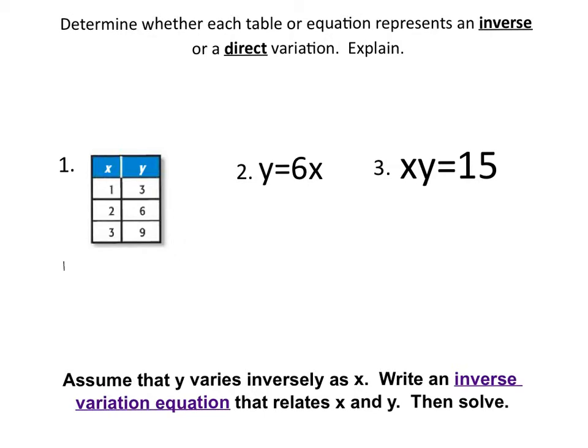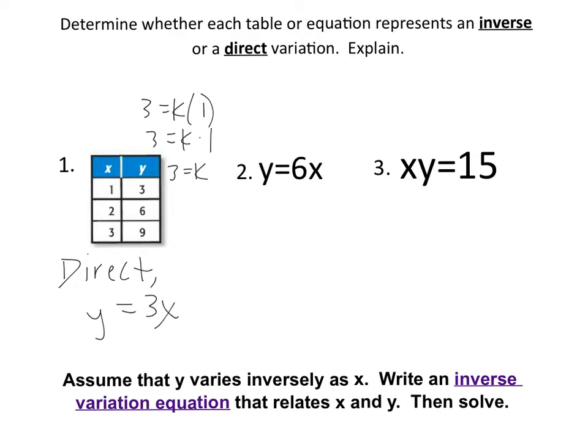So we could think that this would probably be direct variation, and a way to explain again is by an equation. Let's see what's happening here. I could plug in a point and figure out k. So I could say 3 equals k times x. Okay, so 3 equals k times 1. So 3 equals k. So my equation, or my explanation too, would be y equals 3x.